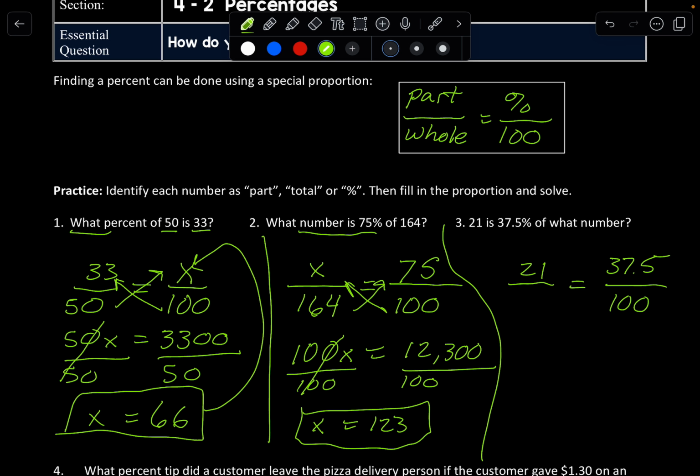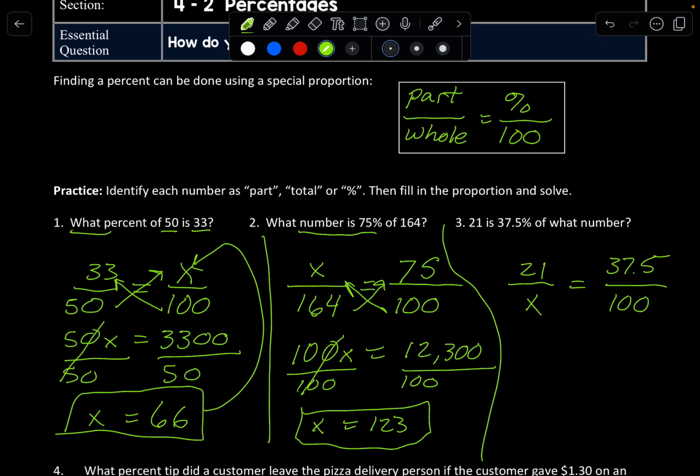And the x is the value that we're looking for. So x is the whole that corresponds to the 100. 21 is 37.5%, so those go in the same part. The number that we're looking for, x, corresponds to the whole value that we're going to set up here in terms of my proportion.